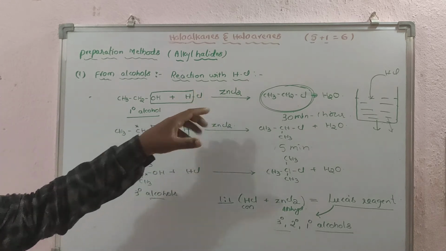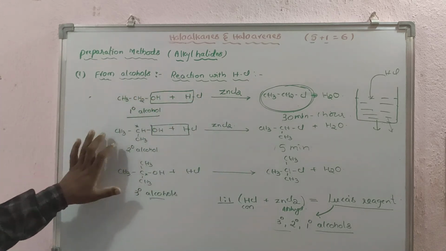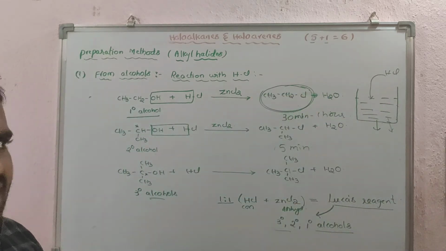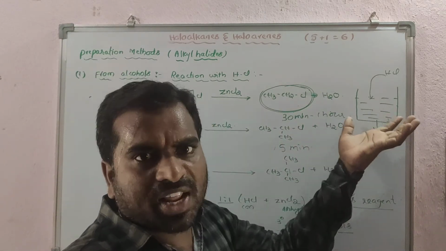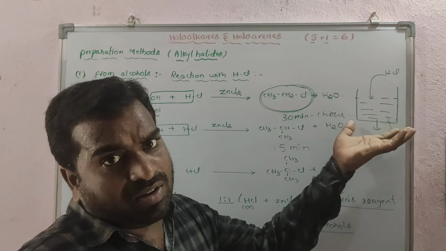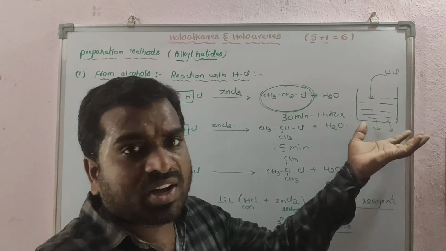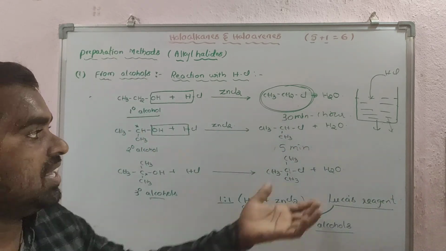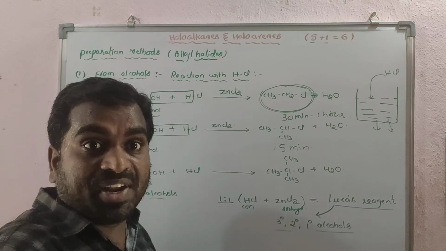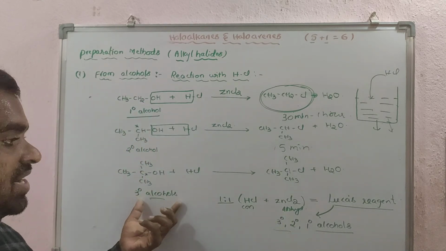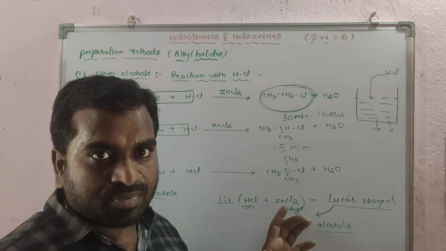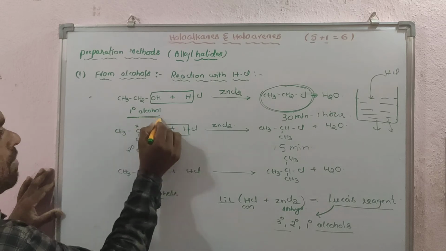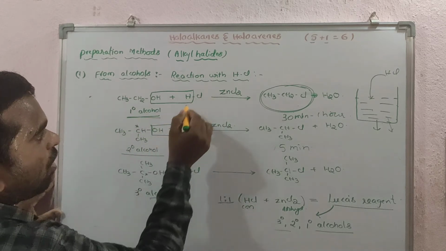So we can easily distinguish which one is primary, which is secondary, and which is tertiary. Just take a beaker, add the alcohol, pass HCl gas, and observe the turbidity. If the turbidity forms in 30 minutes to 1 hour, the alcohol is primary. Within 5 minutes, it is secondary. Within 1 minute, it is a tertiary alcohol. Clear?